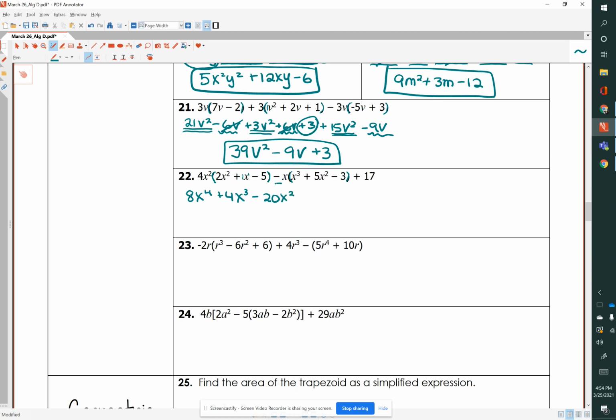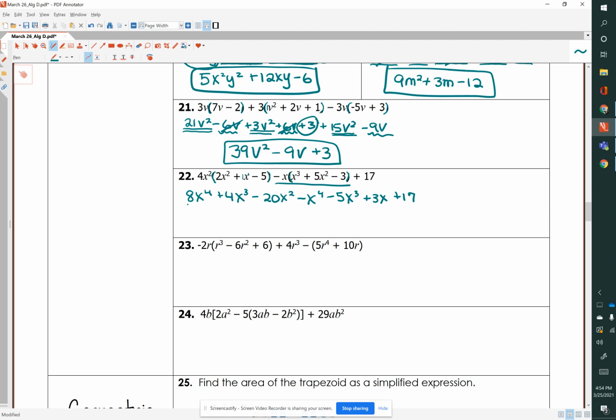And then we'll move over to this part. Negative x times x to the third, so negative times a positive is negative x to the fourth. Negative x times positive 5x squared is negative 5x to the third. And negative x times negative 3 is positive 3x. And then we have our 17. So let's figure out how we write it all out.